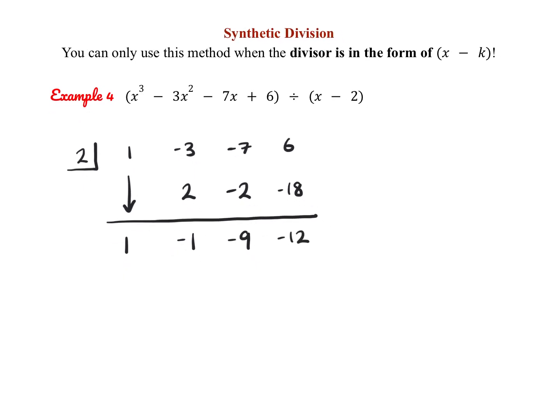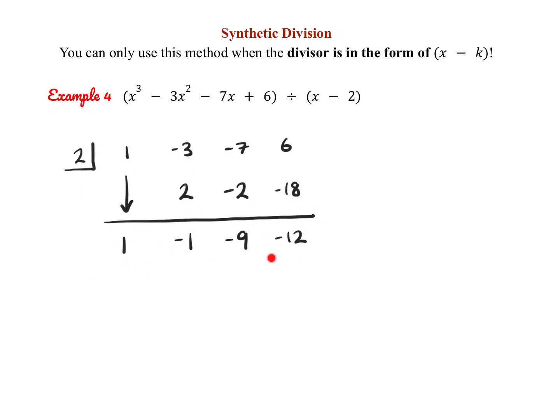So now we need to turn these numbers into our solution. First we're going to look at the degree of the original problem. The degree of the original problem is 3. When we're dividing by 1 power of x, our answer, or our quotient, is always going to drop 1 in degree. So if this is a 3, our answer is going to start with an x squared. And then these two terms are going to be the coefficients. This is the constant, and this is the remainder.